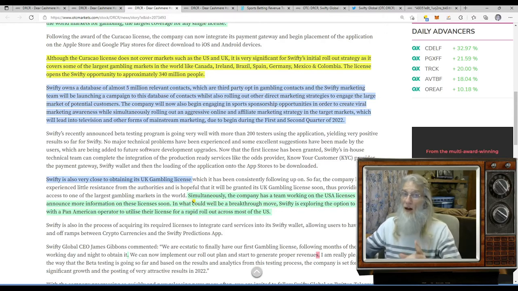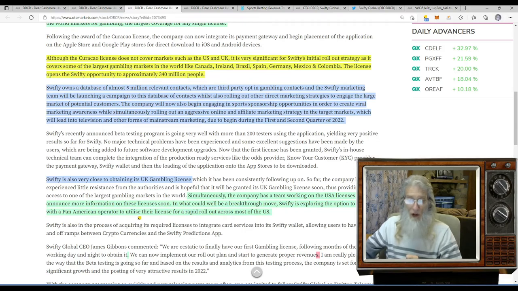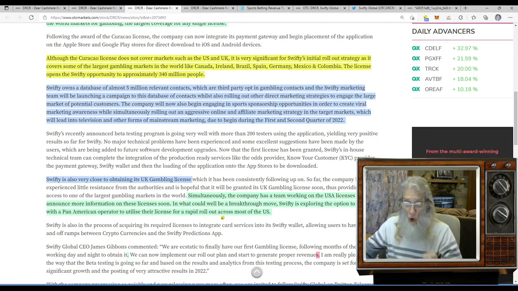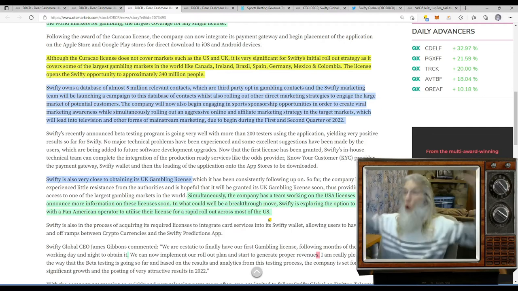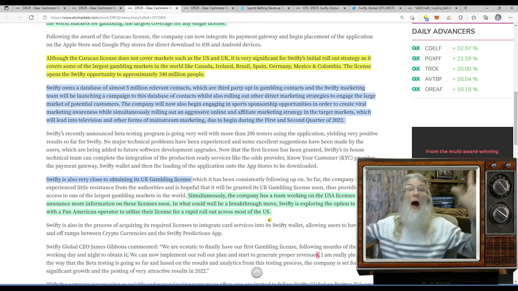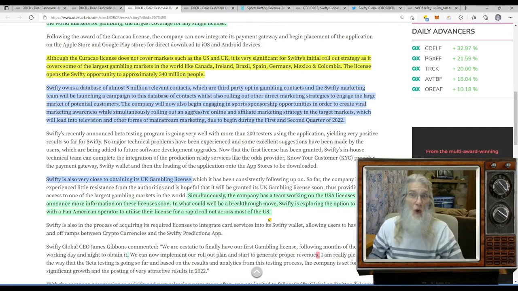But they also want to get into the States. Simultaneously, the company has a team working on the USA licenses and will announce more information on these licenses soon. In what could well be a breakthrough move, Swifty is exploring the option to partner with a Pan-American operator to utilize their license for a rapid rollout across most of the US. Now, that would be great. Instead of having to go to every single state, you get with a company that's already working in multiple states. Whew! Exponential growth in the USA, which is really where everybody wants to get.